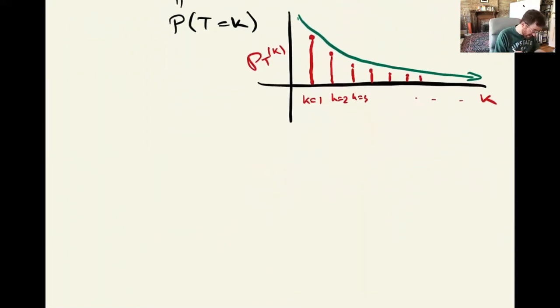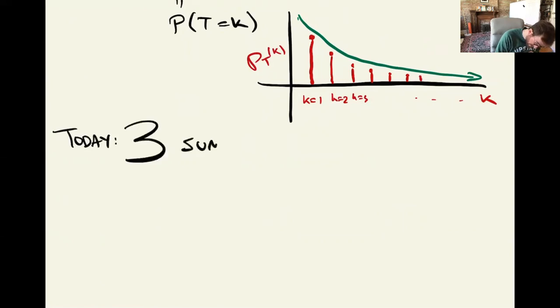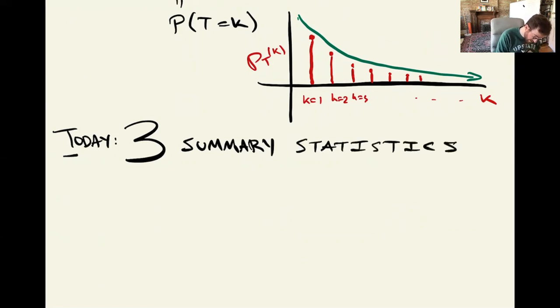But we're going to be interested today in 3 different ways of summarizing distributions. And these are sometimes called summary statistics. So today, we're going to be studying 3 summary statistics. These are the ones that are the title of today's lecture, namely the mean, the median, and the mode.